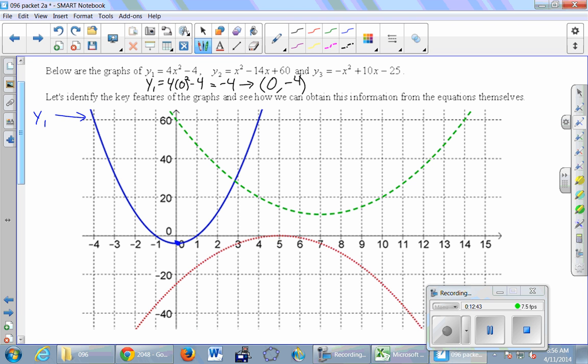And let's do the same thing with y2. Again, plugging 0 in. You could plug any number in, but 0 is just so easy to plug in that we'll do that one. When you plug 0 in for y2, what do you get?